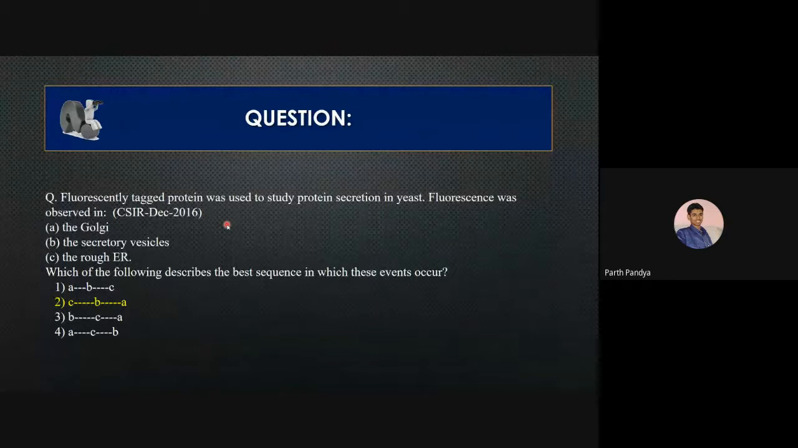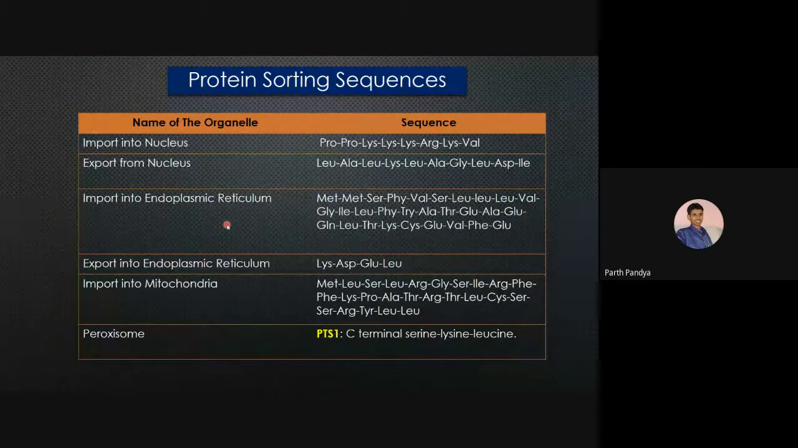That is, it is passing from the rough endoplasmic reticulum, and the secretory vesicles are going to the cis portion of the Golgi apparatus. Right. So just to have a quick sequence of which goes where, you have to remember this sequence, because these are all conserved residues.